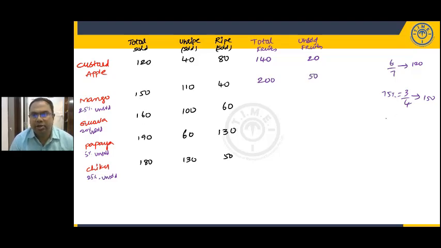Here 20% unsold. So 80% sold. 80% is 4 by 5. 4 by 5 is 160. So 5 into 40, 200. 200 minus 160, unsold 40.